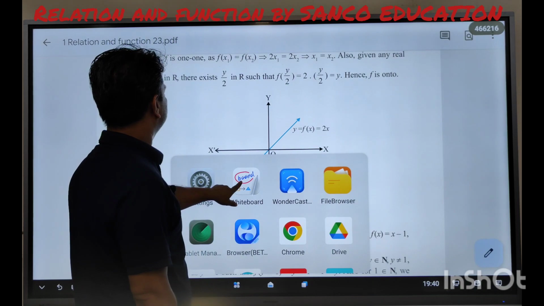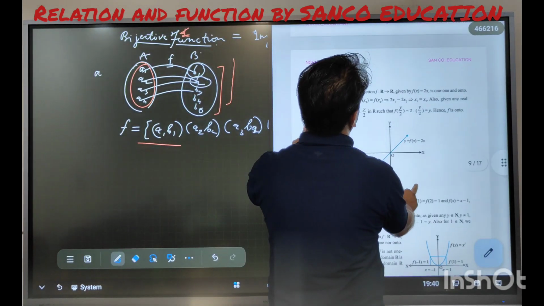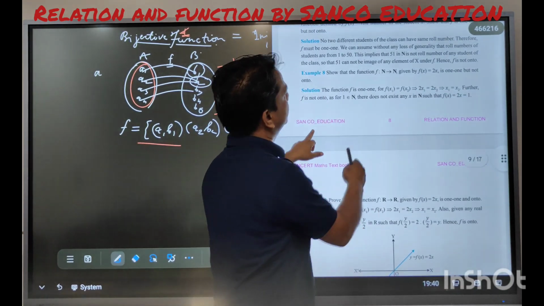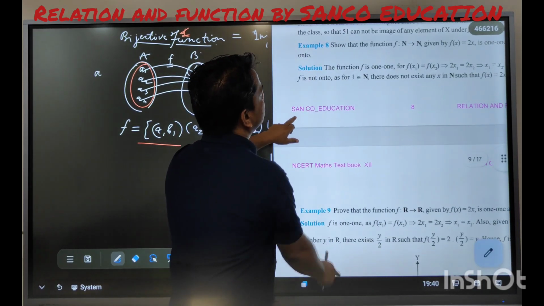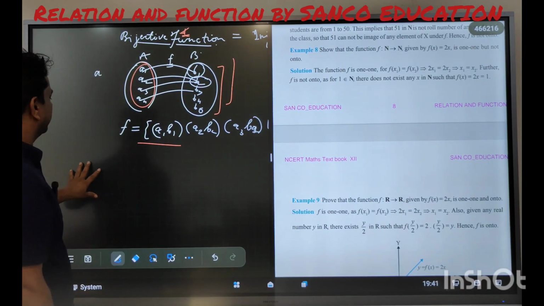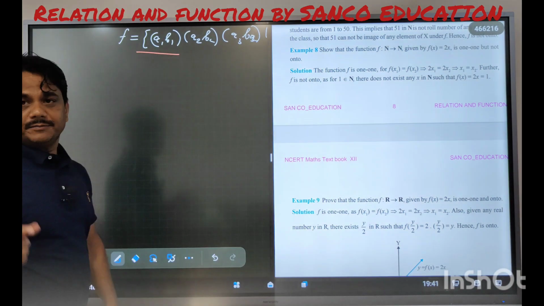An example. Look here. Here are some questions given. I am explaining this question to you. Exercise. Show that a function, example number 8. The method of writing the solution I am telling you again, okay?